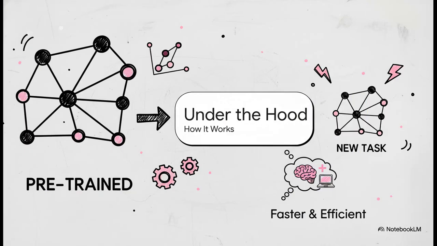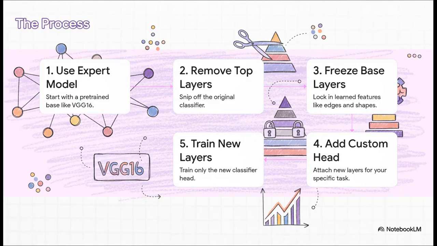So, that all sounds great, but how does it actually work? Let's get into our third section and take a look under the hood to see what's really going on. The whole process is actually pretty elegant. It's almost like a brain transplant. First, you start with a powerful, pre-trained expert model. A popular one is called VGG16, which knows all about those ImageNet photos. Then you basically snip off the very last layer, the part that was hyper-specialized on its old job.